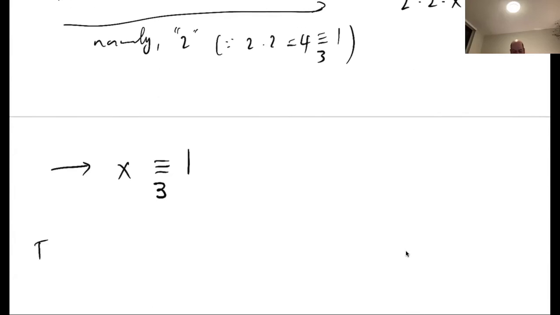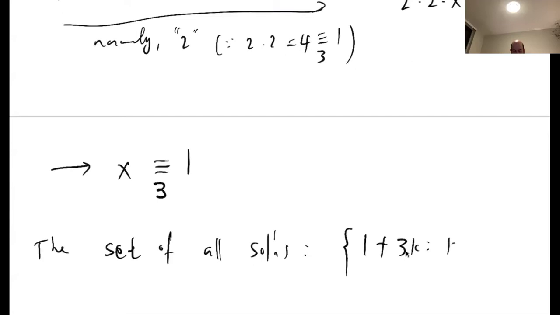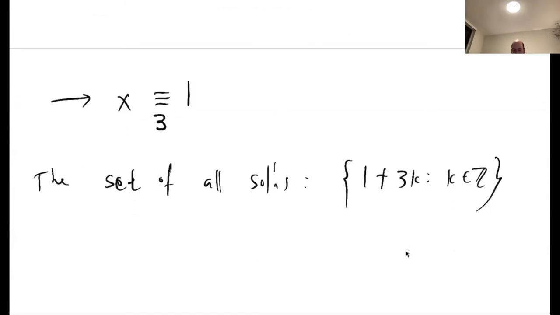So the set of all solutions is any number of the form 1 plus 3k, where k comes from Z. So x congruent 1 mod 3 means x is of the form 1 plus 3k. All right.